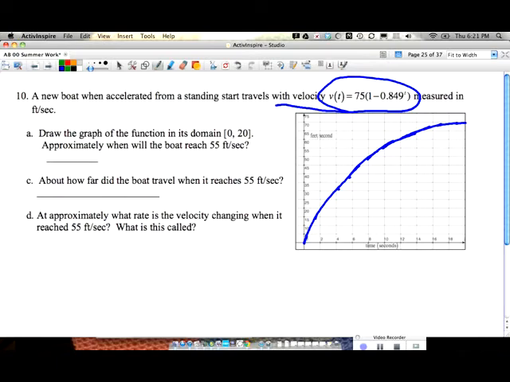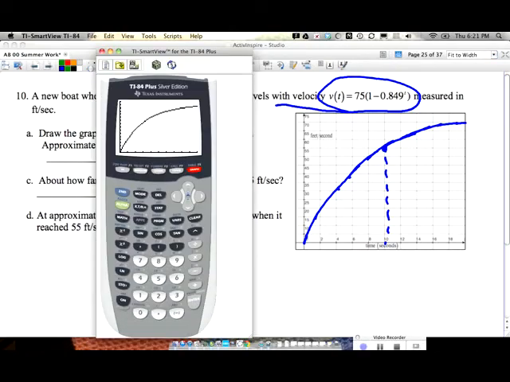It says, okay, draw the graph. Approximately when will the boat reach 55 seconds? So it looks like maybe at about 10 seconds. But let me check my graph too and see if that looks like what it is. At 10 seconds, so 2, 4, 6, 8, 10. Is that about 55? It's kind of hard to tell. But let me try and check the value. Second, calculate a value. I'm going to plug in 10. Is that about 50? That's about 60. So it's a little bit less than that. It looks like I'm a little bit off on my graph.